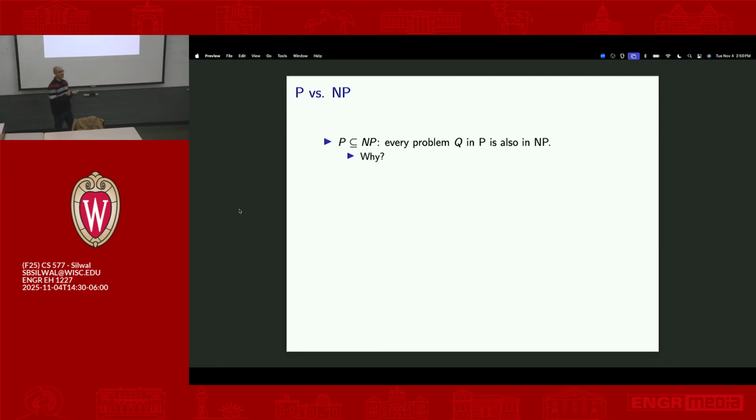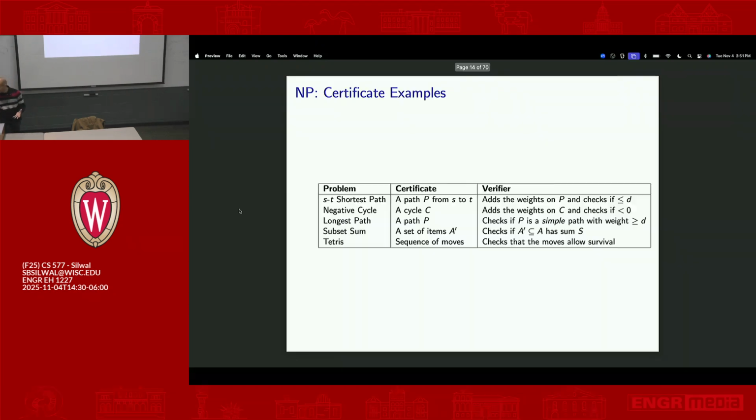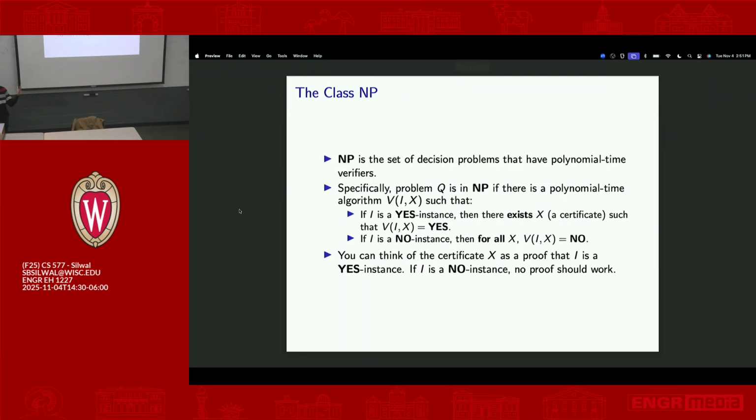Okay, so now I have these two classes of problems, right? P is a set of problems intuitively that are easy to solve, and NP is a set of problems that are easy to verify. Can someone tell me why every problem that's in P is also in NP? Right, so if a problem is easy to solve, like there's a polynomial time algorithm, why does it mean that I can also verify it? What is the definition of NP, right? There exists a verifier. What is the verifier? Let's say Q is a problem in P also, right?